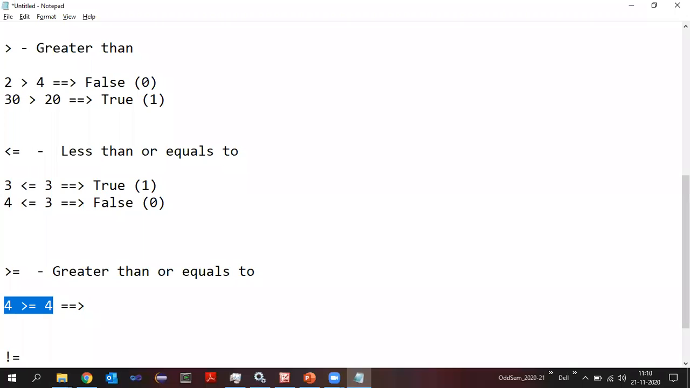4 greater than or equal to 4. Yes, it is True.